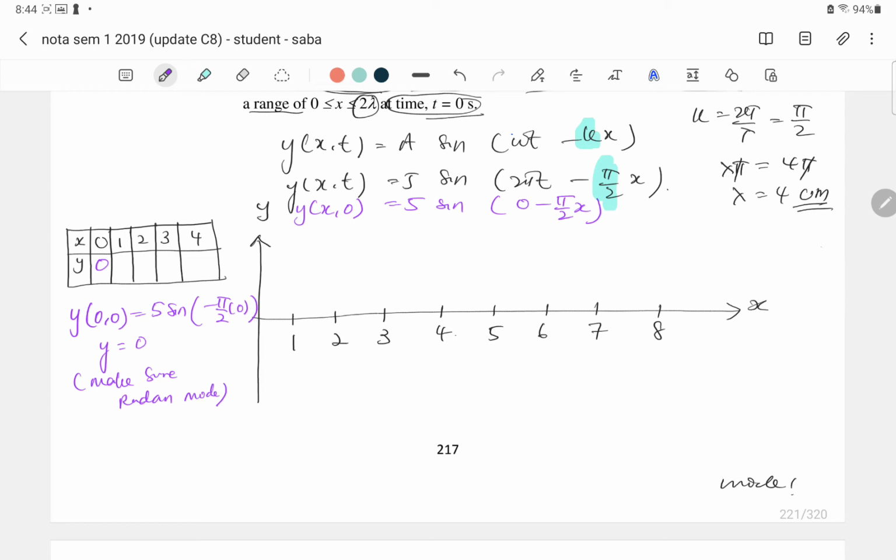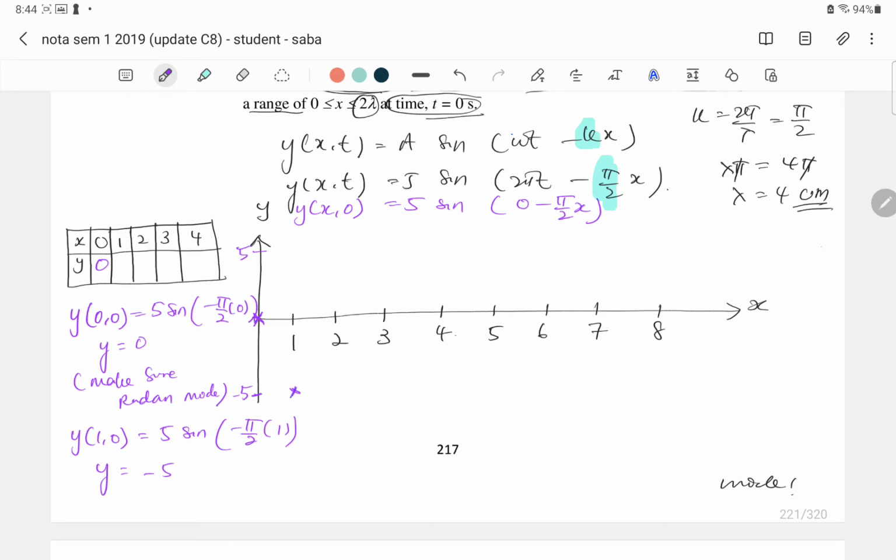Okay, so kita plot kat sini. Okay, then kita gantikan pula x equal to 1. So y 1, 0, 5 sine negative pi over 2 sini. So then when you insert into your calculator, you akan dapat y equal to negative 5. Okay, so bila dapat negative 5, so kita plot kat sini negative 5. This one is 5, so negative 5 should be here lah.